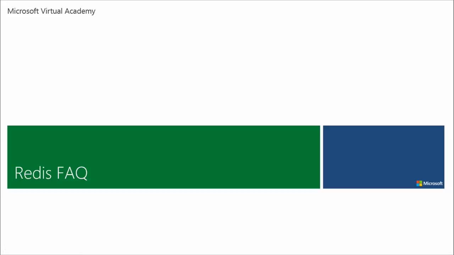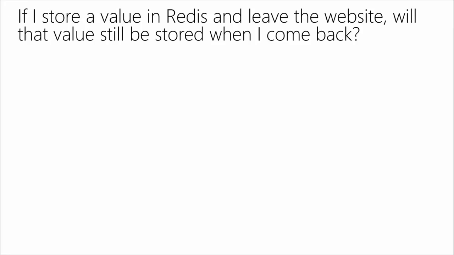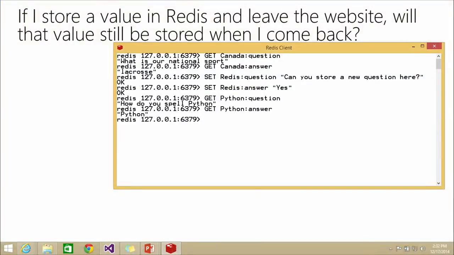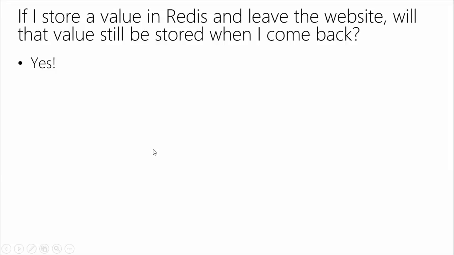A couple of FAQs. The first time I was exposed to Redis, I was wondering, if I store a value in Redis and then I leave the website, will that value still be stored when I come back? Because when we were working with variables, if you declare a variable in your Python code, when you leave that website, that variable value is gone. What's different about Redis is that it's completely separate. We were able to access the values over here in our Redis store. So in this case, yes.